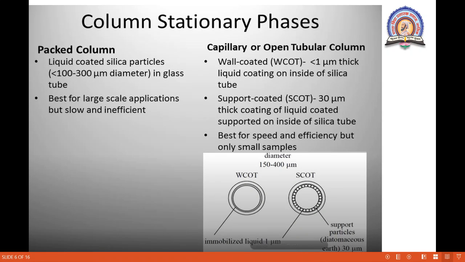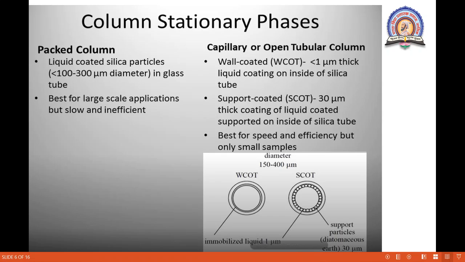Then our second point of today's lecture is column stationary phase. It means which types of column have which types of stationary phase, that we are going to discuss here. The first is the packed column. For that we use liquid coated silica particles which have a diameter of 100 to 300 micrometer in a glass tube. Best for the large scale application.